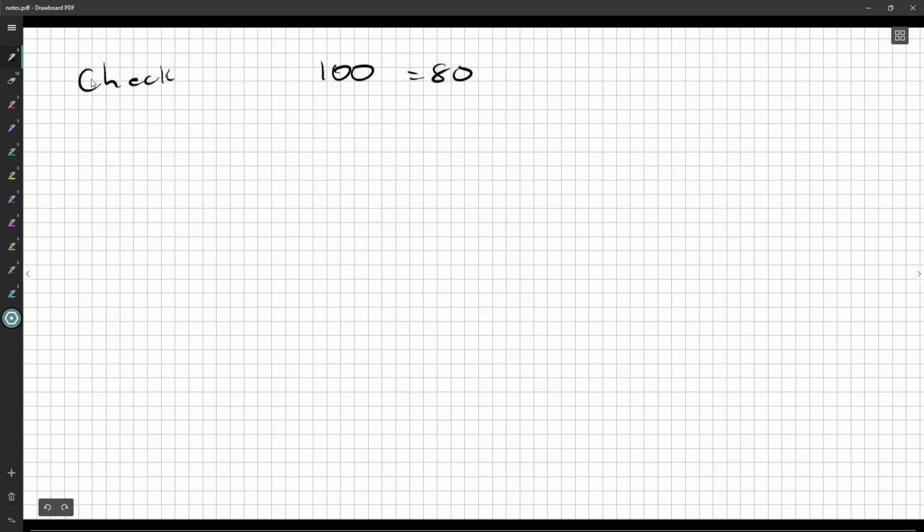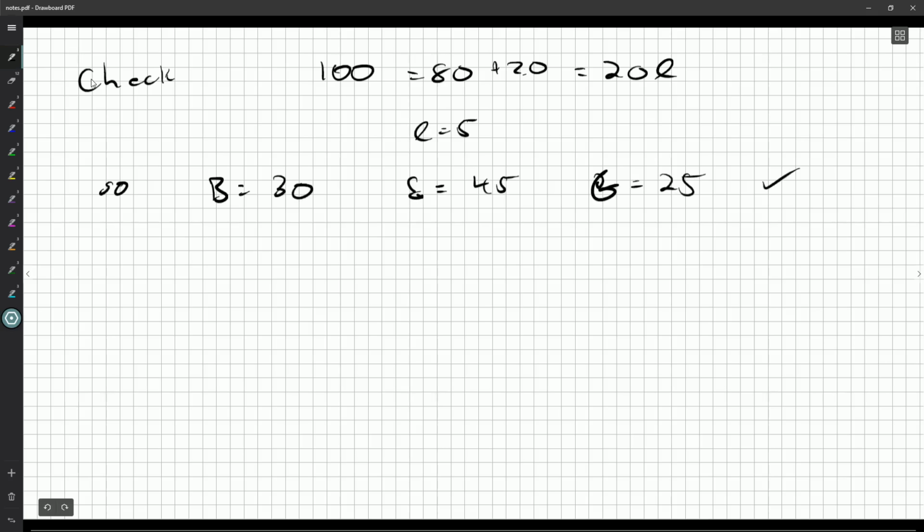100 is 80 plus 20, which should be 20 times L. L would be 5. And so we would need 30 bronze, 45 silver, and 25 gold, and that would do the trick. So we're not missing anything. Our ratio did tell us everything. What I mean with this double check is it could have transpired that we missed something. Maybe M has to be a multiple of 20, but it also has to be a multiple of 3, and I just didn't think of the right equation that would tell me this.